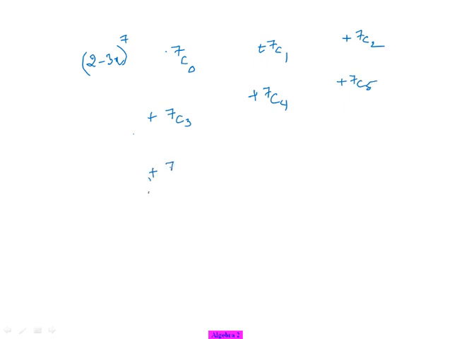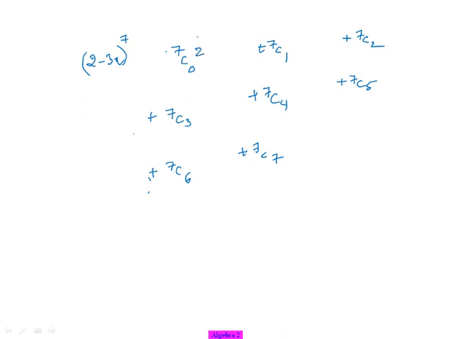So let's say if I say 2 minus 3x to the power 7. Now as I said, because it is 7, 7c0 plus 7c1. So once you get a practice, you don't need to do it like this, but until you get that practice, I'm giving you this mechanism. Plus 7c2 plus 7c3 plus 7c4 plus 7c5 plus 7c6 plus 7c7.